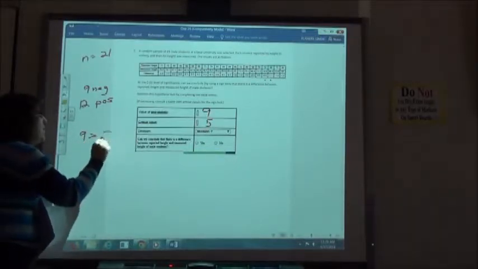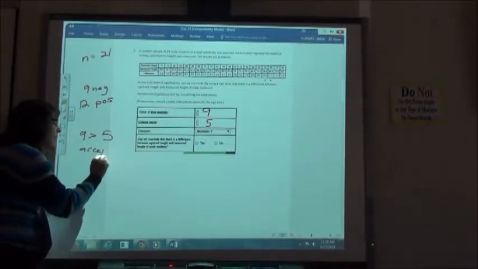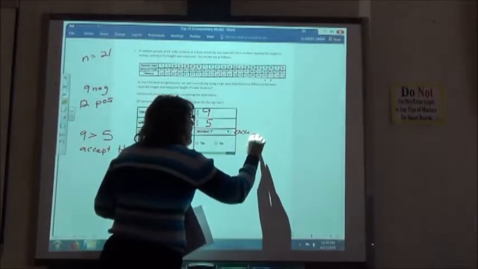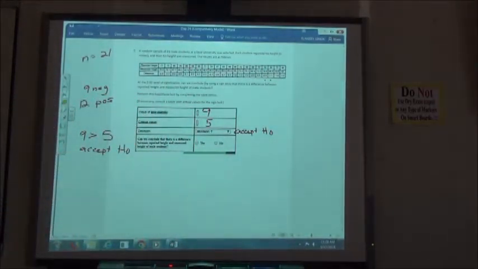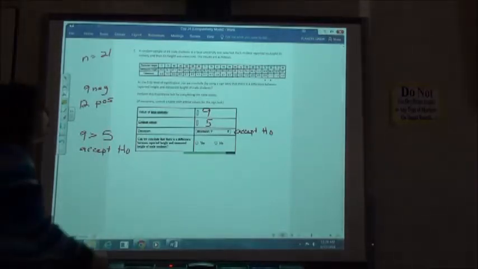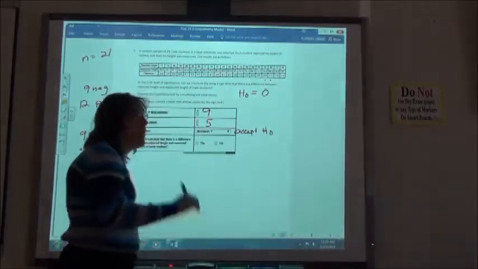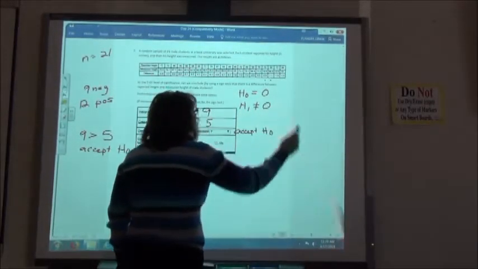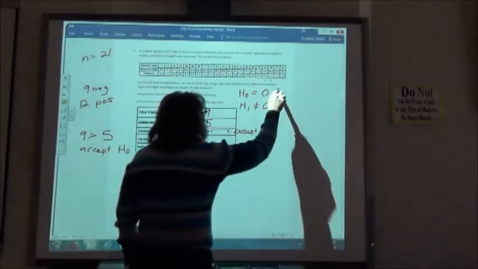9 is greater than 5. Since my test value is greater than my critical value, I am going to accept the null. So that's my decision, accept the null. Now again, in this case, it erased what I had written down, but our null said we were exactly equal to 0. There was no difference. Our alternative one, it's not equal to 0. There is a difference. So in this case, we're accepting the null.